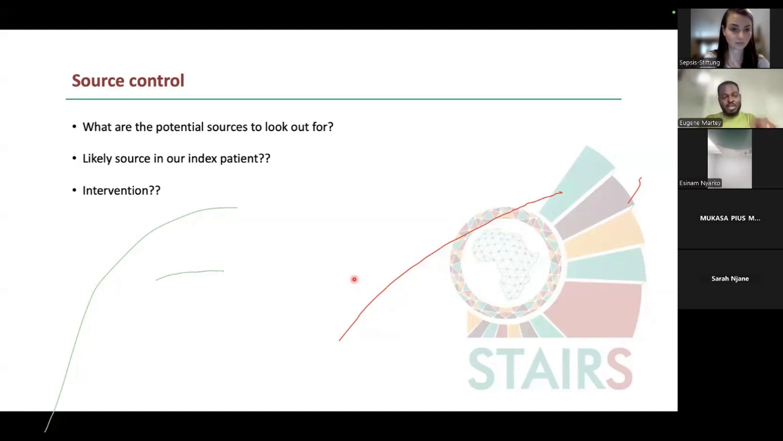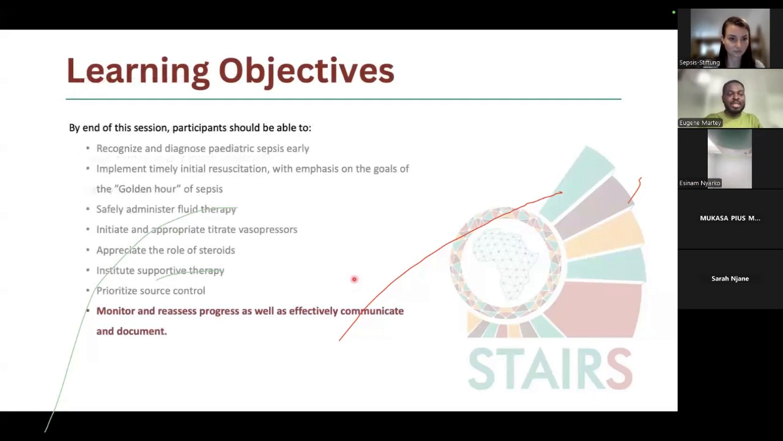So for our source control for this patient, we need to get a bedside ultrasound. If you have complex fluid collection in the abdomen, then definitely you may be looking at abscess in the abdomen, and it will need surgical drain. Okay, so that will be the appropriate intervention for our index patient.